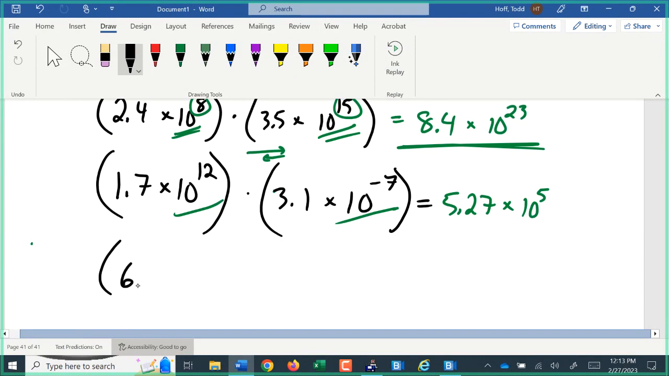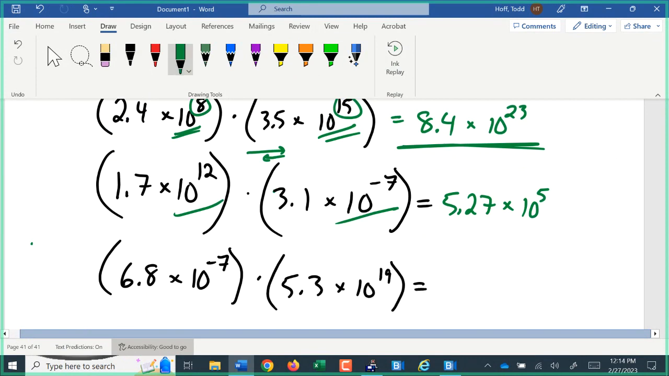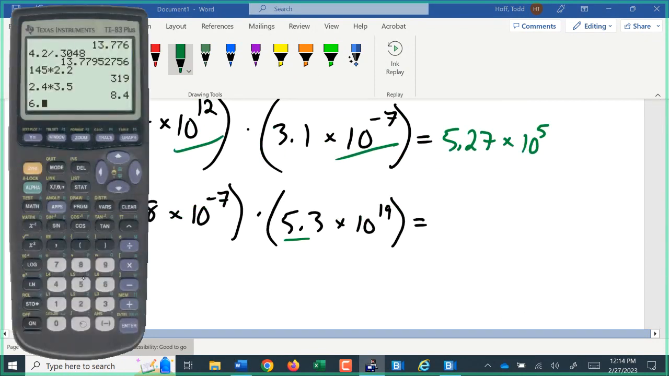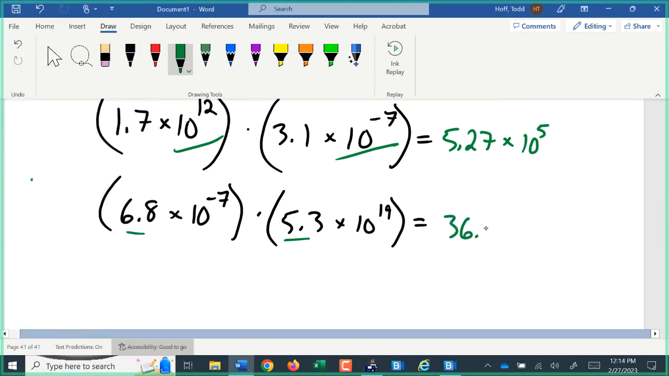I've been careful to keep those small so far. But let's look at something like 6.8 times 10 to the negative 7th times 5.3 times 10 to the 19th. So we combine the counts. 6.8 times 5.3, giving us 36.04 times, then we combine the names. 10 to the negative 7th and 10 to the 19th. We do negative 7 plus 19 is positive 12.